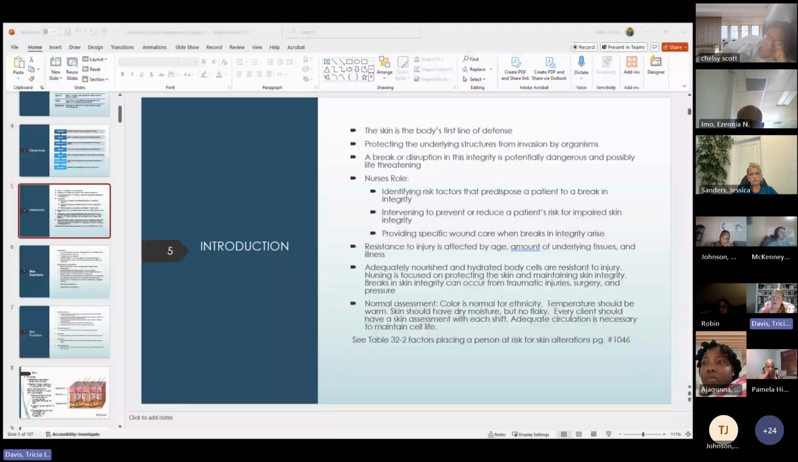And we know that in order for everything to work in our body, for wounds to heal and for all of our organs to work, we need to have good circulation. So that is another thing we have to remember with patients.